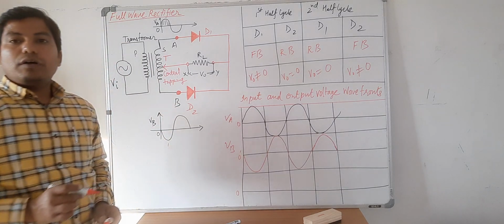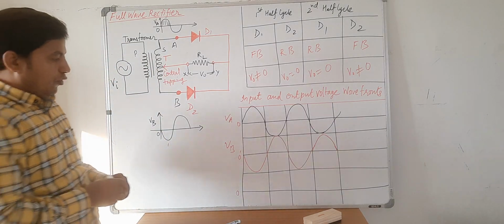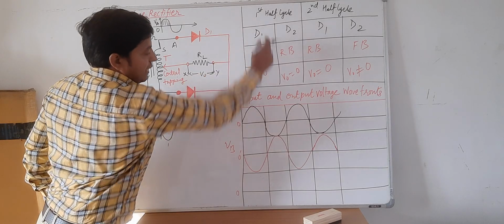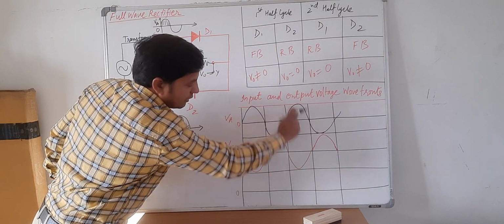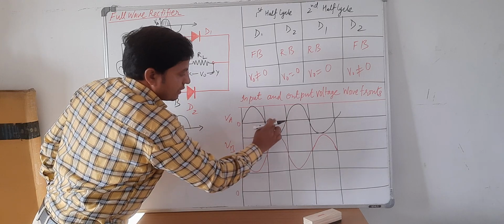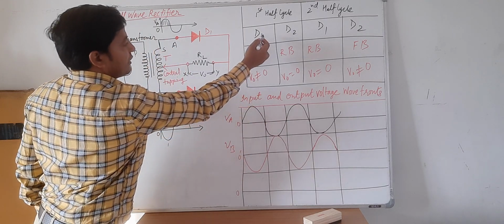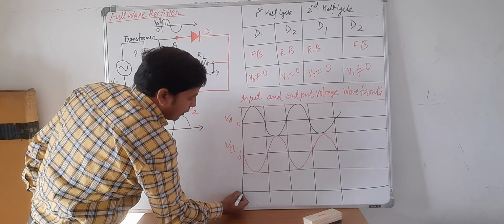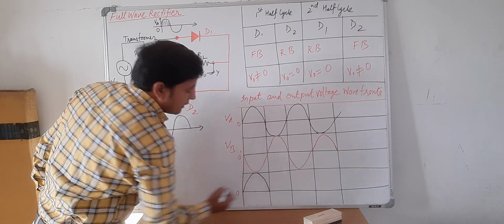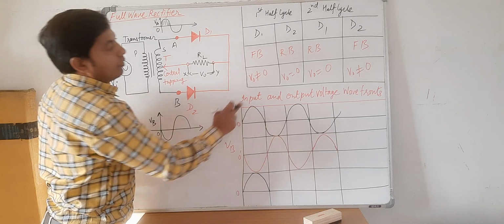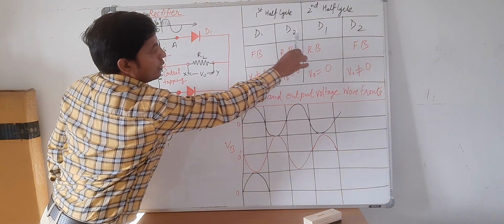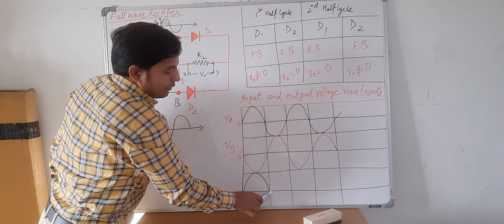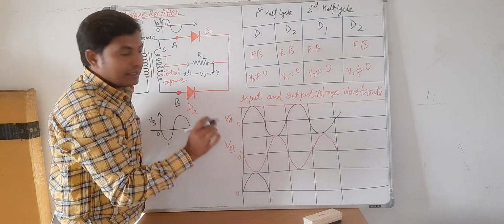Now what about the output voltage? For the output voltage, you check. This is the first half cycle, this is the second half cycle, third, fourth. What will happen in the first half cycle? D1 is in forward biasing. So there will be output voltage due to D1. Now for the first half cycle, D2 will be in reverse biasing, so due to D2 there will not be any output voltage.